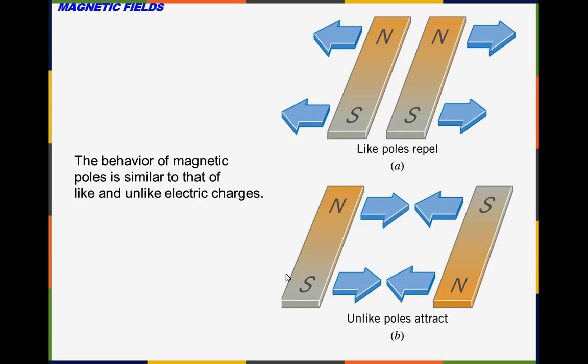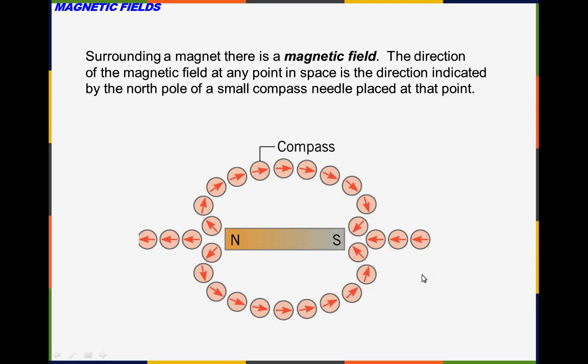So magnets behave similar to like and unlike electric charges. If you've ever tried to force two north ends of a magnet together, you'll find that they repel each other. Two south ends of a magnet together, they repel each other, whereas north and south ends of a magnet attract each other, sometimes pretty strongly.